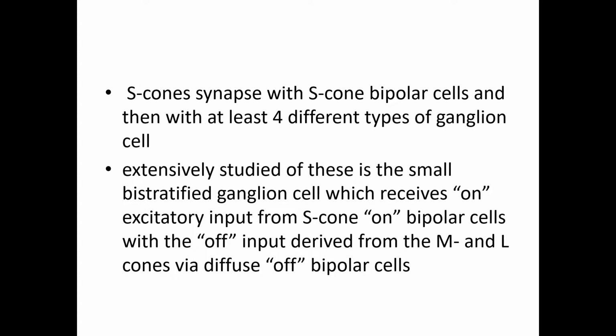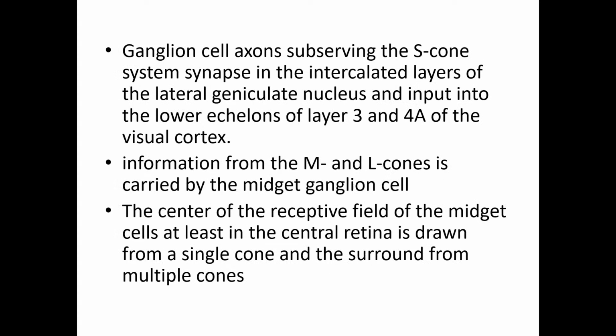S cones synapse with S cone bipolar cells and with at least four different types of ganglion cells. Extensively studied among these are the small bistratified ganglion cells. In the last Tuesday class we learnt that when there is an on excitation input from the S cone, there will be off excitation from the other cones, M and L cones, with diffuse off bipolar cells. Ganglion cells subserving the S cone system synapse in the intercalated layer of the lateral geniculate body. You have to remember this also.